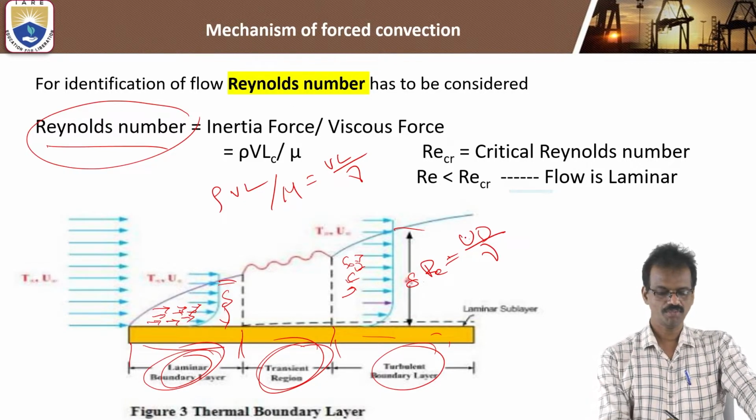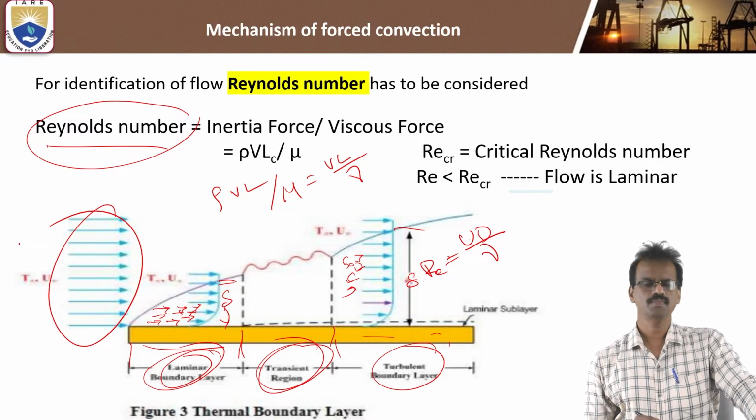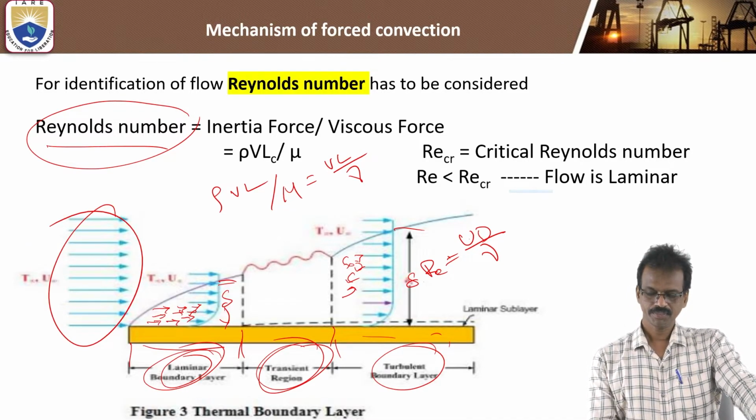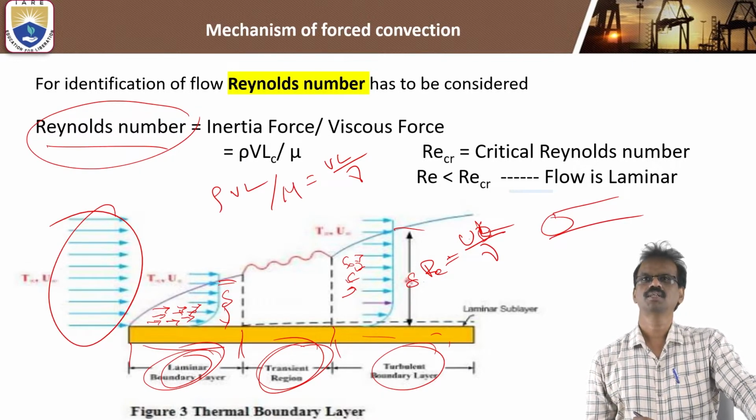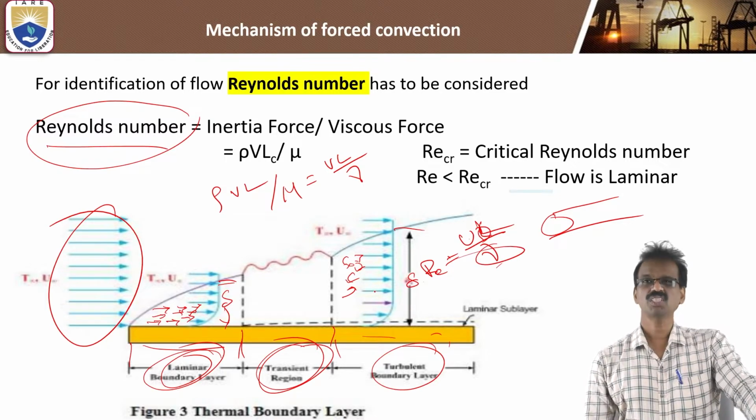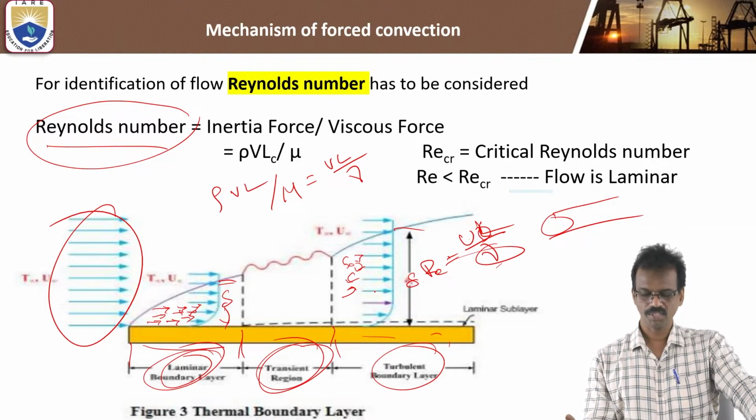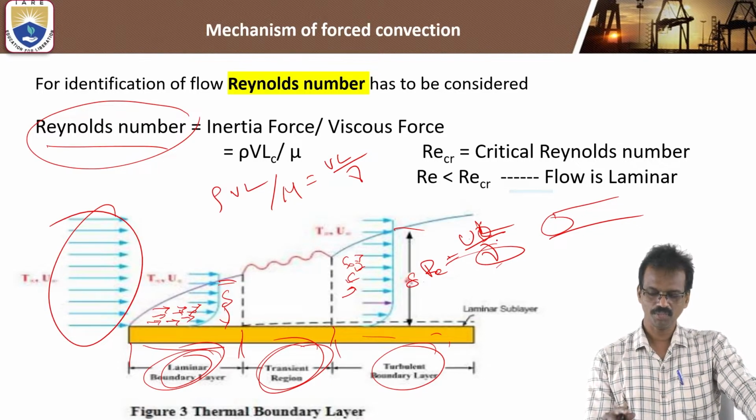Use the velocity of the fluid stream, and L is the length of the solid surface. In case of pipes, it is the diameter of the pipe. Mu is the property of the fluid, the viscosity of the fluid. Otherwise you can write mu by rho, so dynamic viscosity by density of the fluid. Okay.